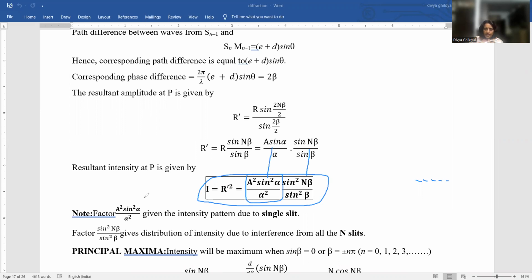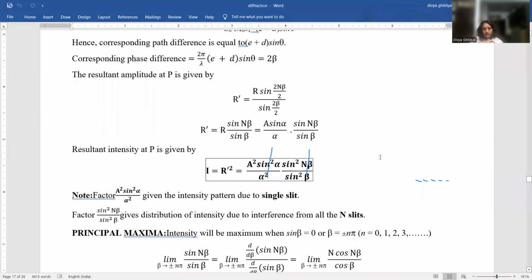The factor A squared sine squared alpha by alpha squared gives the intensity pattern due to a single slit. The factor sine squared n beta by sine squared beta gives the distribution of intensity due to interference from all the n number of slits. With this intensity expression, we can find the cases of maxima and minima. This is what we are now going to do. We will find the condition for principal maxima.